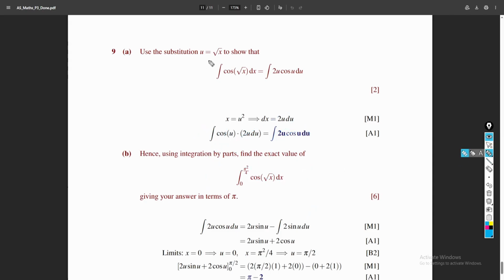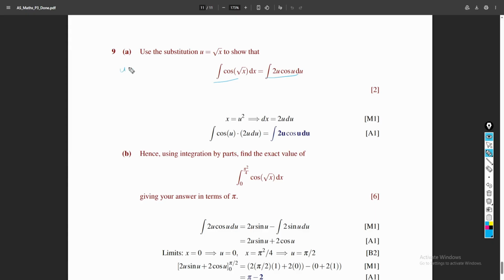Over here we have to use the substitution u equals root x to show that this is equal to this. So that's pretty straightforward. Let us do that.